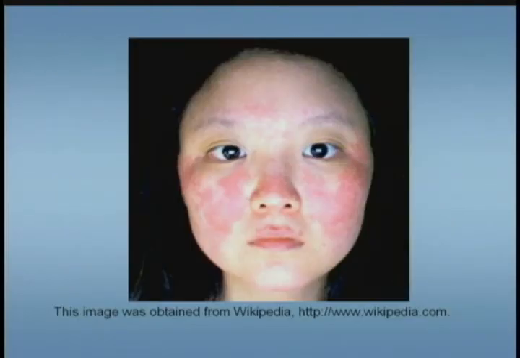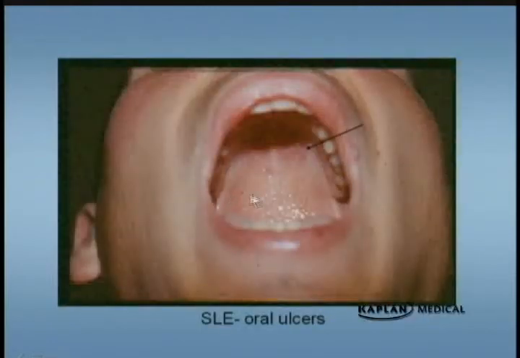This is the typical rash that you can see on the face, and this is a rash that is actually worse on sun exposure. These are the oral ulcers that you see sometimes with lupus.